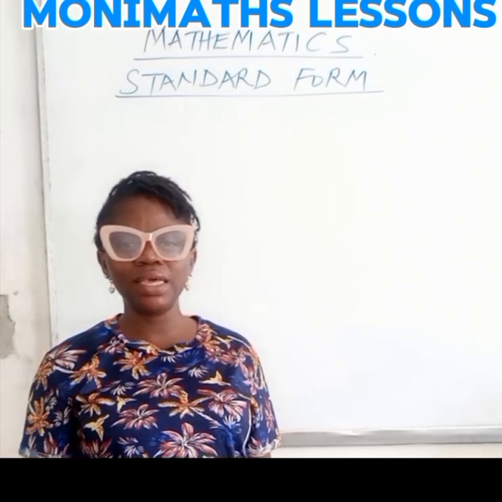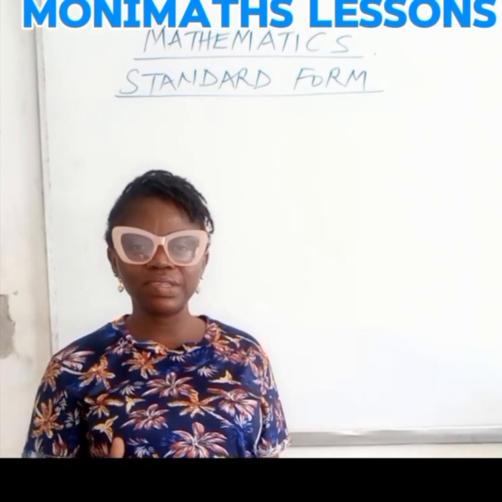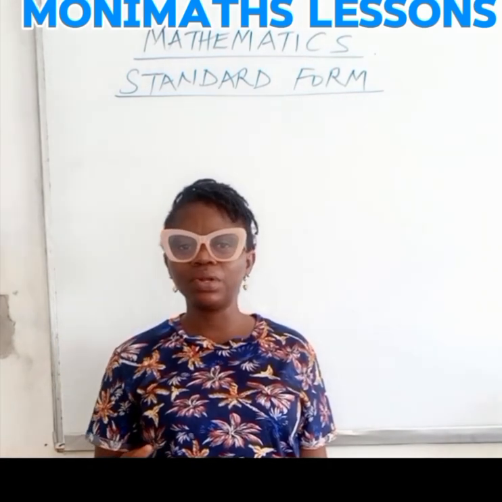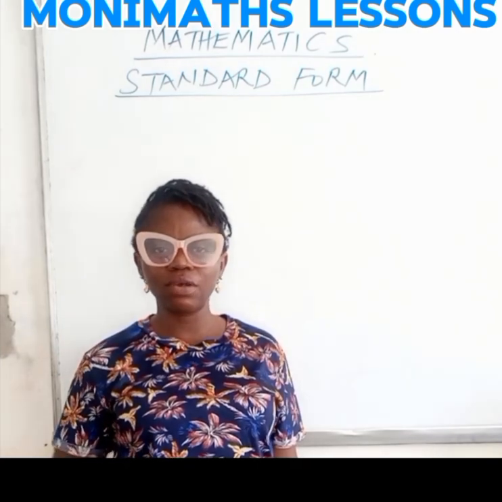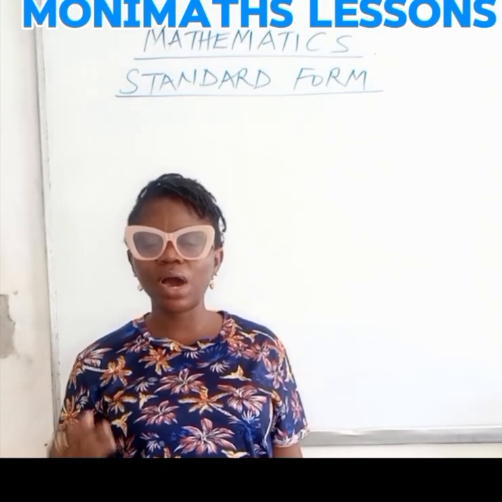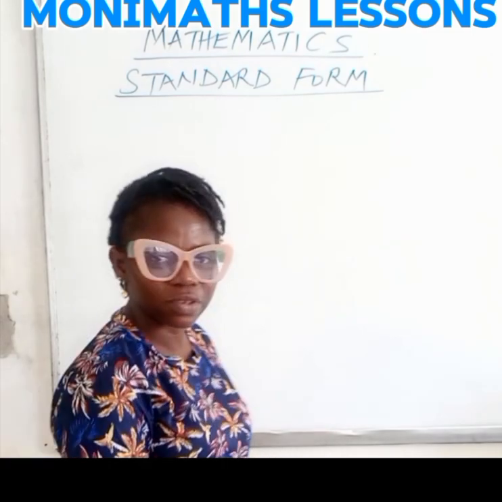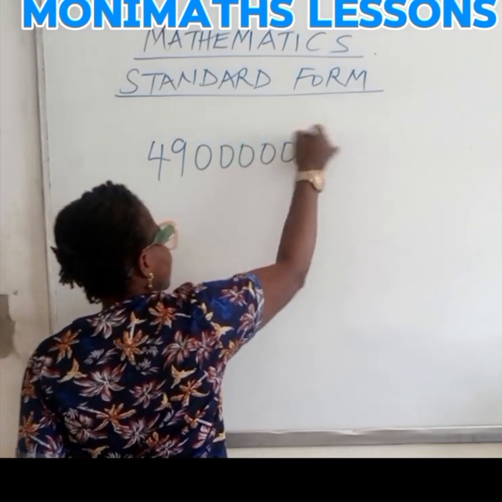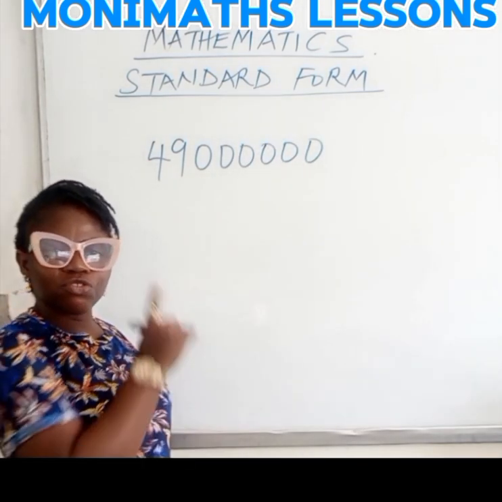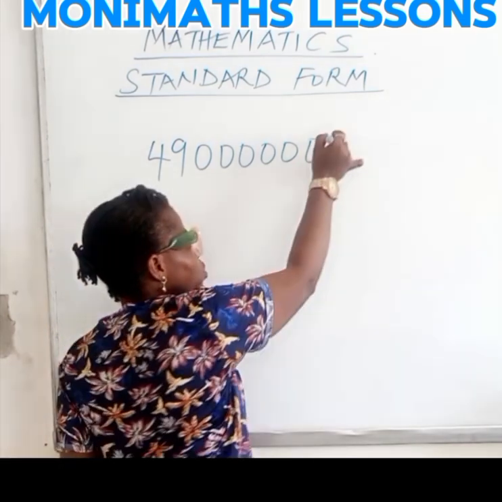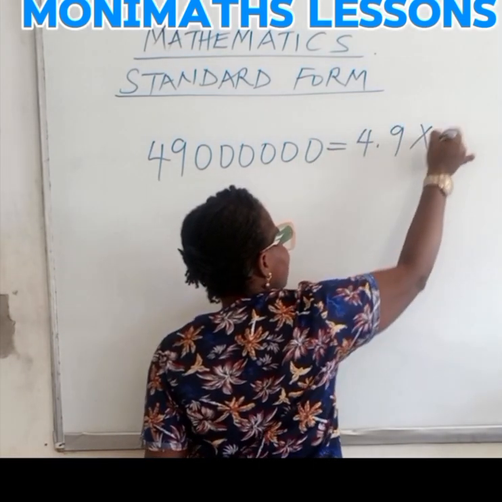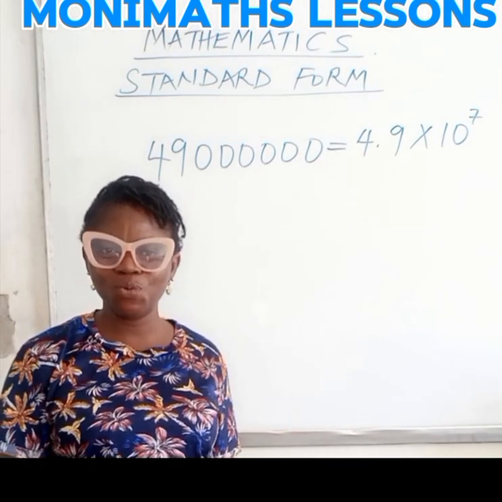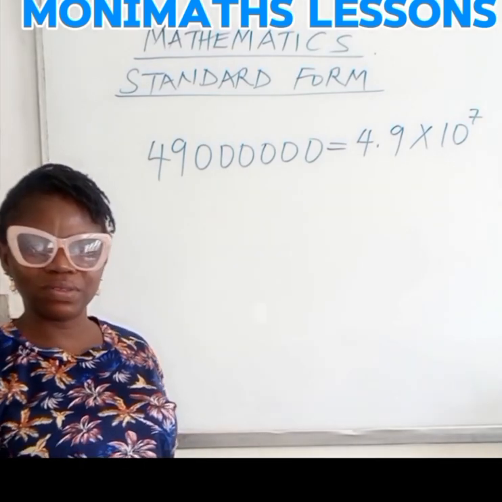Standard form is simply an easy way of representing very large or very small numbers. For example, if I have a number as big as 49 million, that means I will have to write 49 with 6 zeros behind it. But representing it in standard form is just going to give me 4.9 times 10 raised to the power 7. Isn't that wonderful? Relax, don't worry. I'm going to teach you how I got that done.